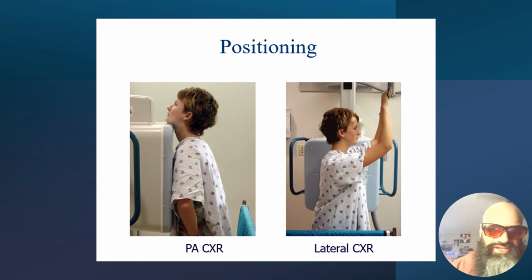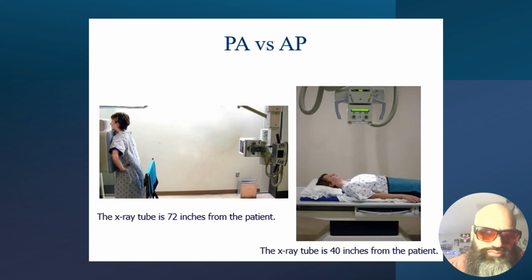Now, in the lateral chest x-ray, we place the patient in profile view. So this patient has her left side against the film. So the x-ray will take a picture of her left lateral region.